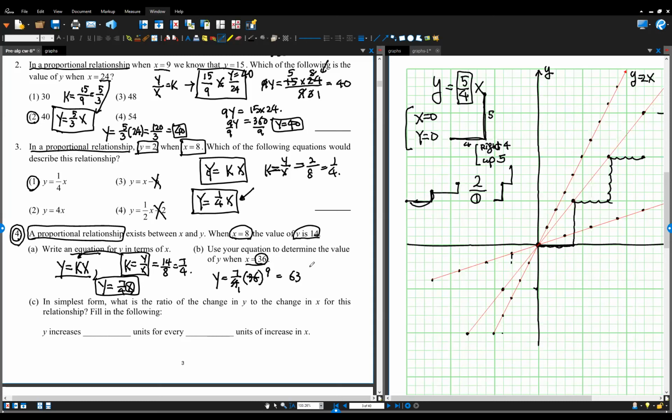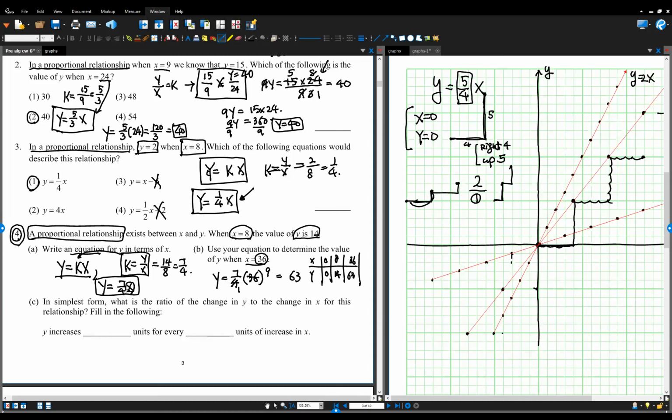When you make the line of your table, this is the value of X, this is the value of Y. Always when X equals 0, Y equals 0. We start from here. So when X equals 8, Y equals 14, or when X equals 36, Y equals 63. That's the point. Always between these two, 14/8 is 7/4, and 63/36 is also 7/4 when you simplify.